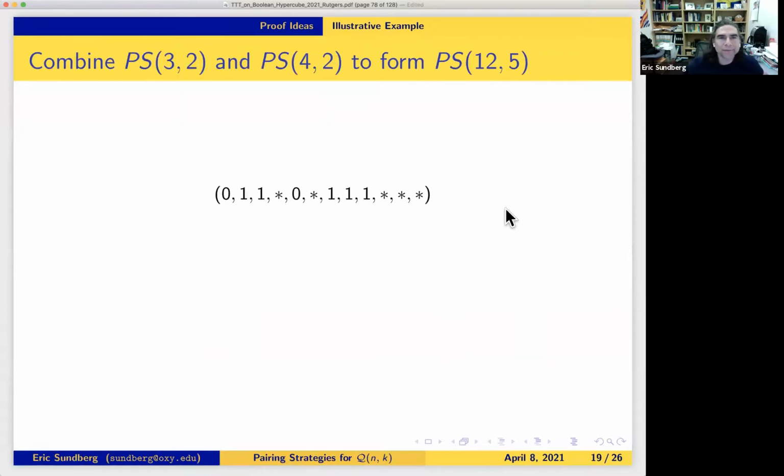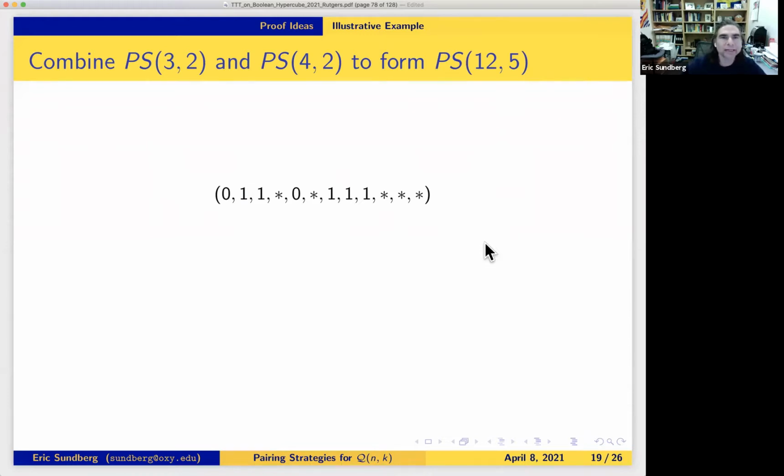But we want to get an idea for, well, why does this pairing strategy end up blocking all of the 5-dimensional subcubes from Q12? So let's take a look at a little example. Here's an example of a 5-dimensional subcube in Q12. It's a length 12 vector. It has 5 stars, the 3 there, the 2 there. The other 7 coordinates are fixed at 0s and 1s.